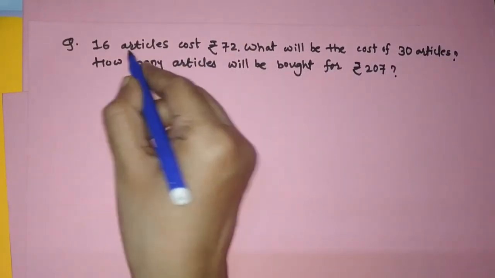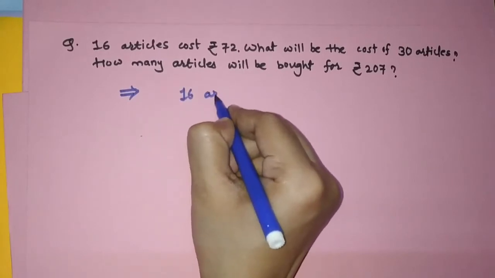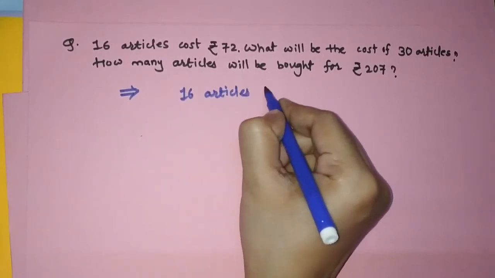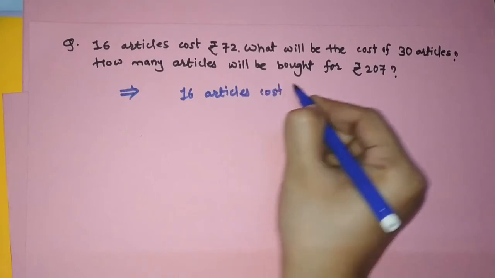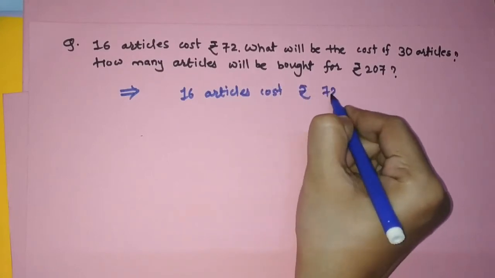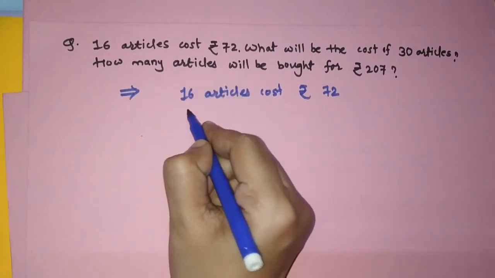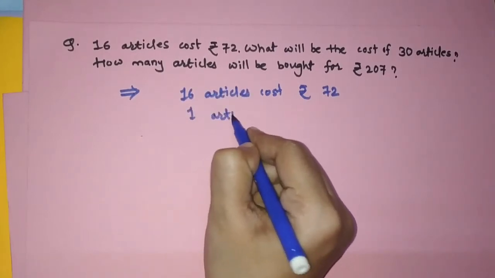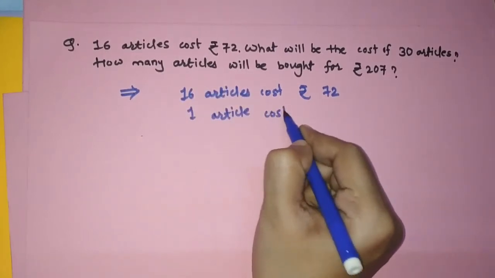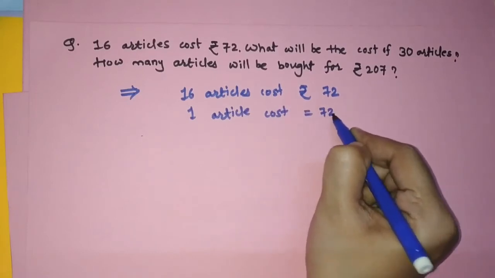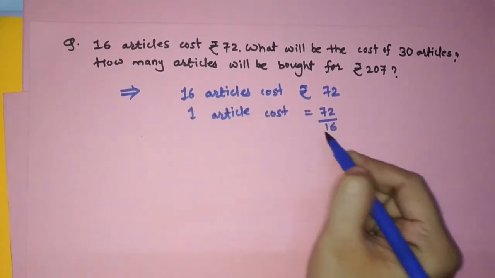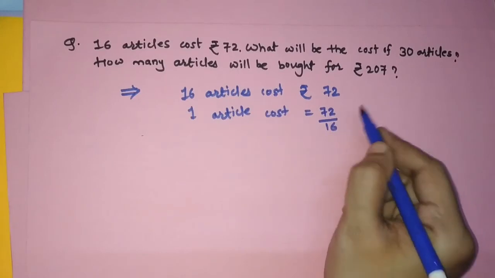The given data is 16 articles cost rupees 72. So here friends, 16 articles cost is given, that is rupees 72. We'll first find out the cost for one article. So one article cost is 72 divided by 16. So one article will cost this many rupees.